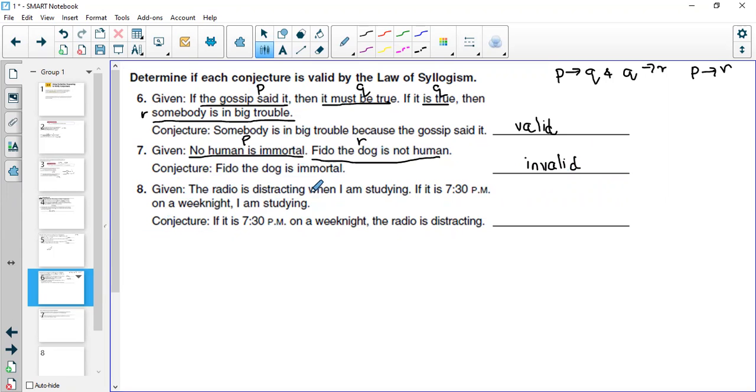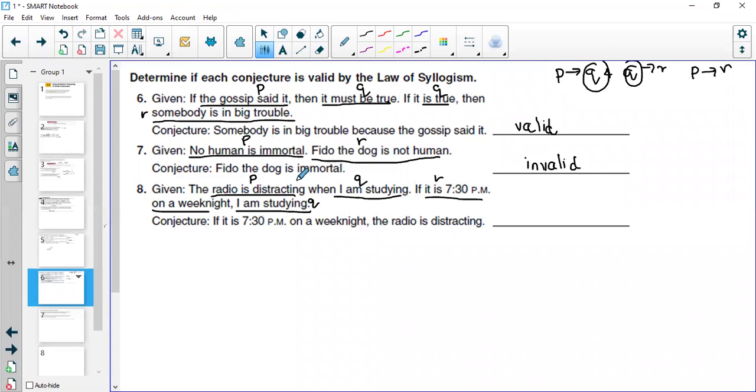Okay, the next one. The radio is distracting me when I am studying. So what is happening? The radio is distracting when some person is studying. If it is 7:30 p.m. on a weeknight, I am studying. So this is P, this is Q, and this is R. You can see that Q is repeated here, right? Q is a common term for both of the hypothesis or conclusion.